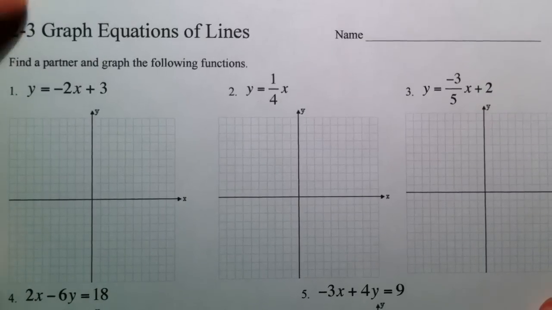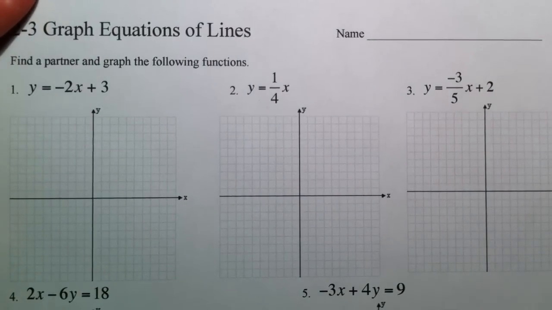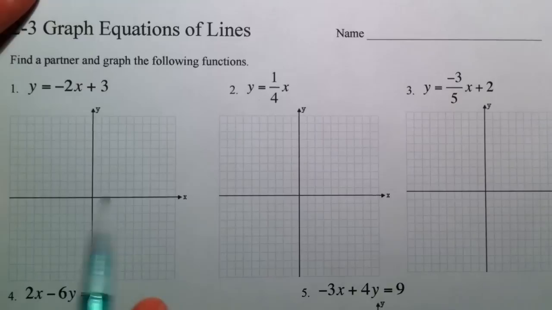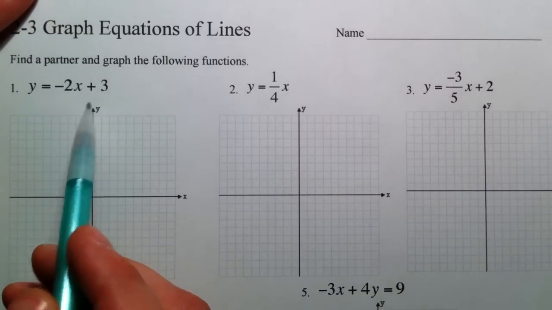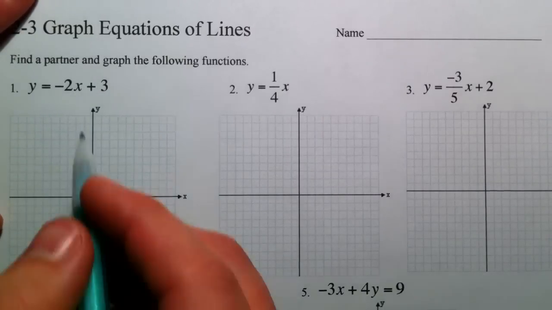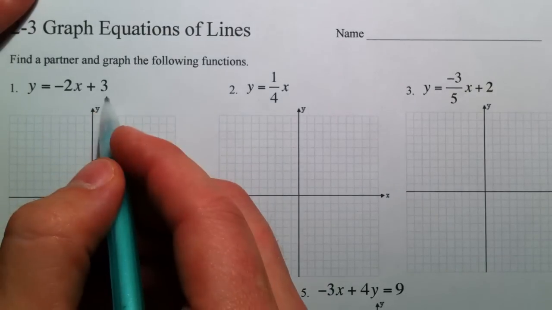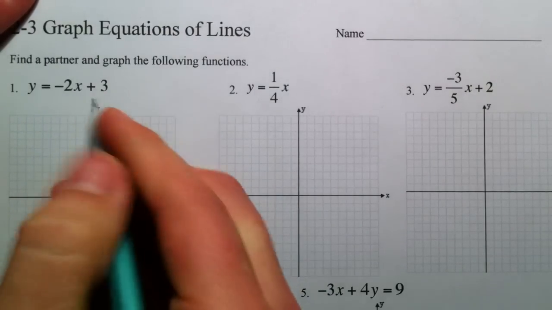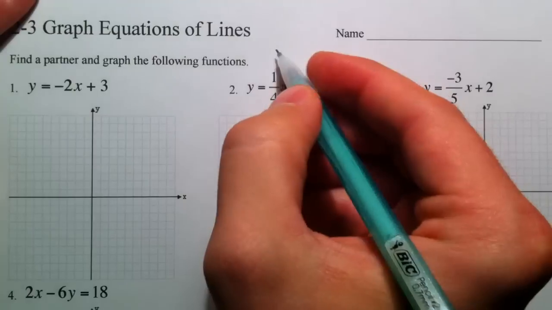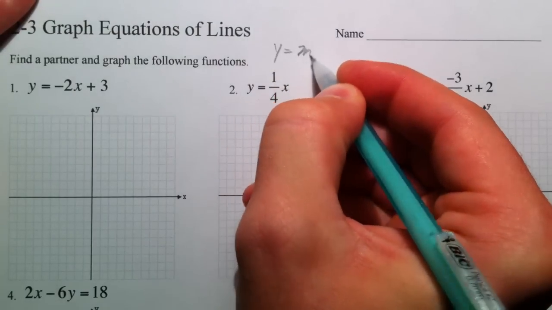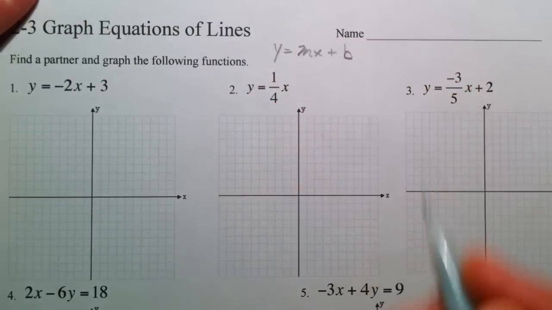Alright, we're going to graph some lines. Two ways it can be given to you, either in slope-intercept form, which we're used to, or standard form, which we don't prefer quite as much typically. But slope-intercept form, remember, is y equals mx plus b.